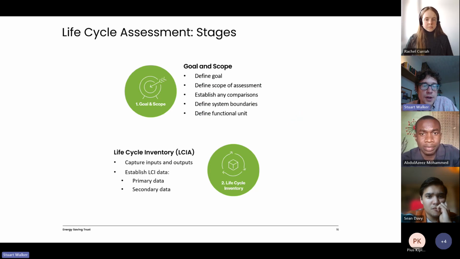Do we just want to know what the carbon footprint of something is? Do we want to know what the water use impacts and all those other impacts we just looked at? What do we actually want to know? Define the scope, as you just said, what life cycle we want to look across. Any comparisons? Life cycle assessment is quite useful to compare one version of a product with another. So we can establish those comparisons at the beginning and set our boundaries.